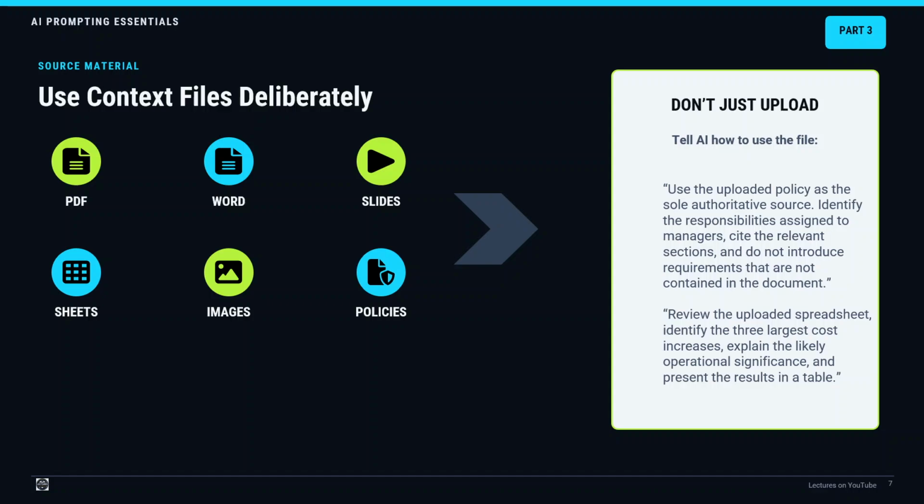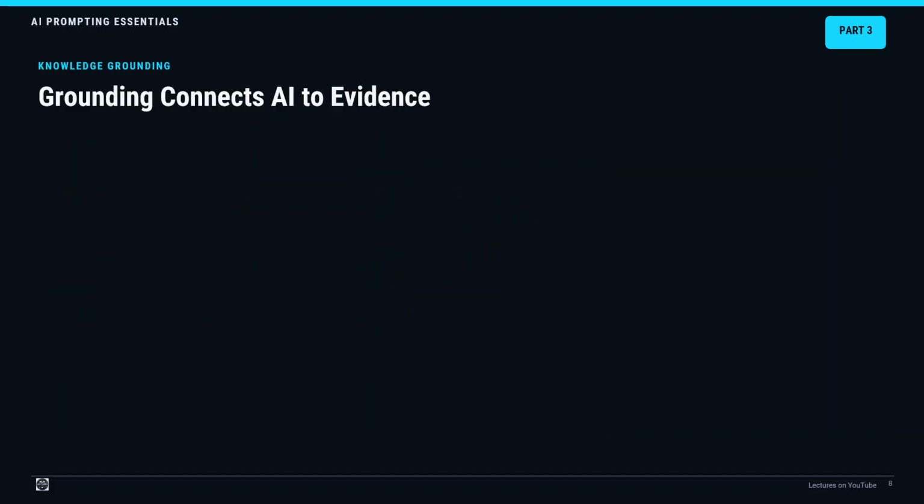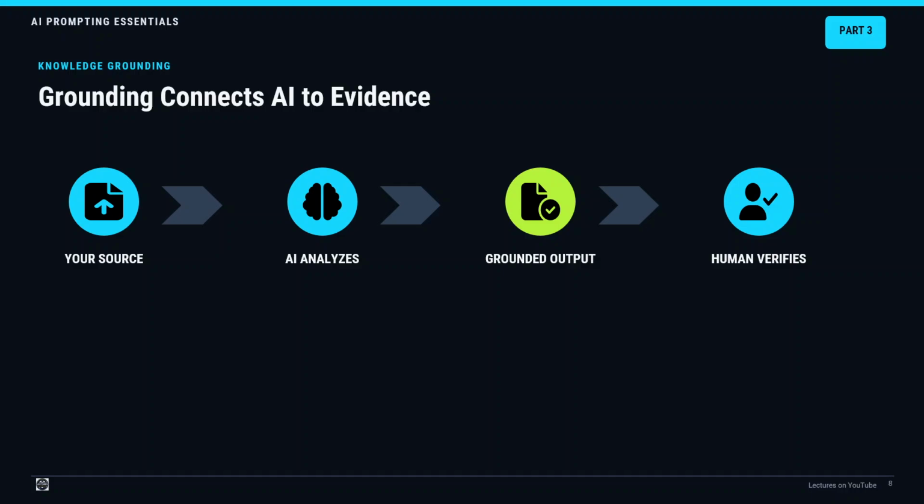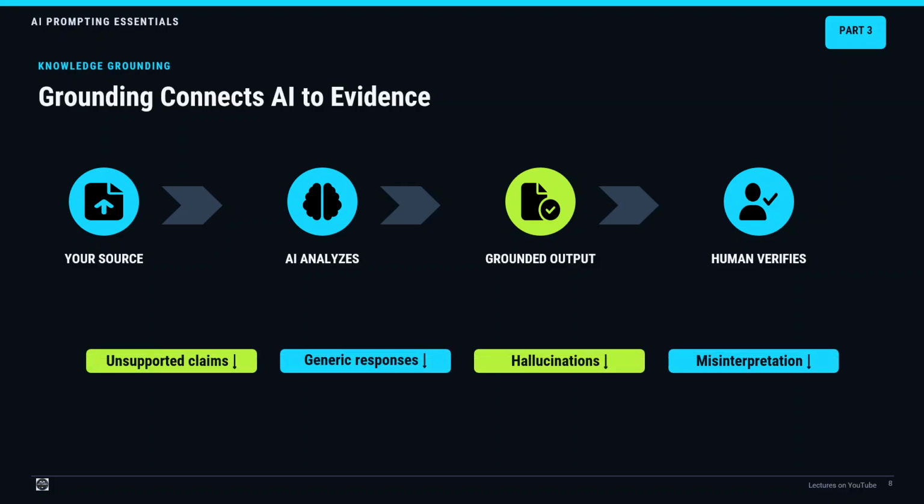When AI bases its answer on information you provide rather than relying only on general training data, the response is grounded. Grounding may reduce unsupported claims, generic responses, hallucinations, misinterpretation. However, grounded does not mean guaranteed to be correct. The AI may misunderstand the file, miss a section, misread a table, or draw a weak conclusion. Grounded responses still require review and verification.